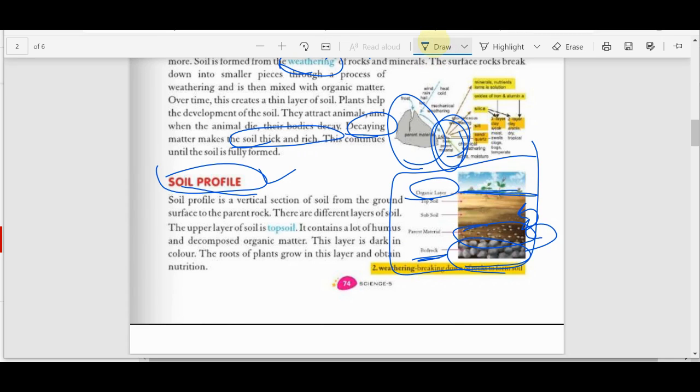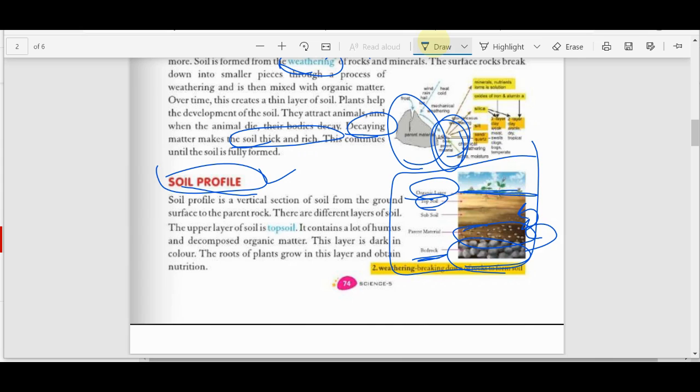the organic layer. Most plants are grown in the organic layer. The organic layer is the upper layer because it is highly rich in nutrients. Suppose we are sowing seeds, it will be done in the organic layer, and after this organic layer we have the topsoil.